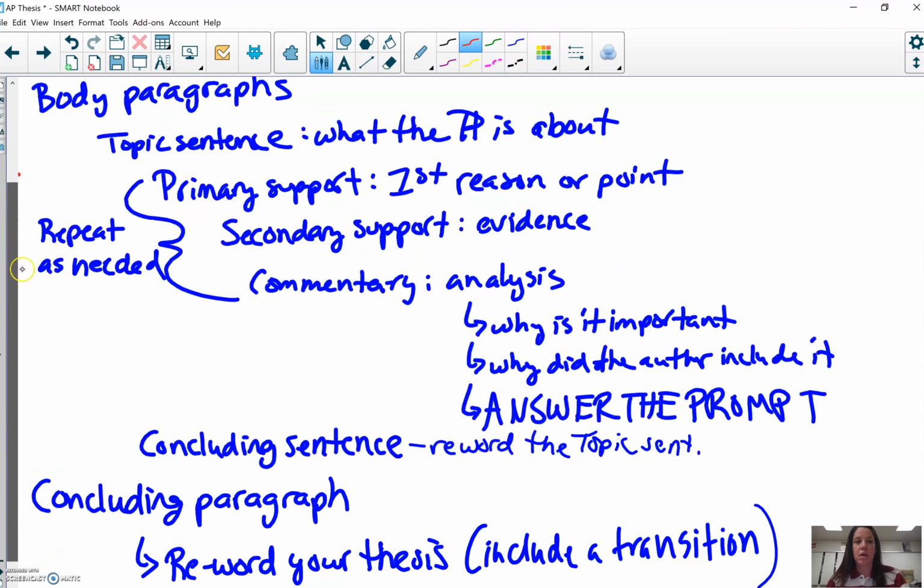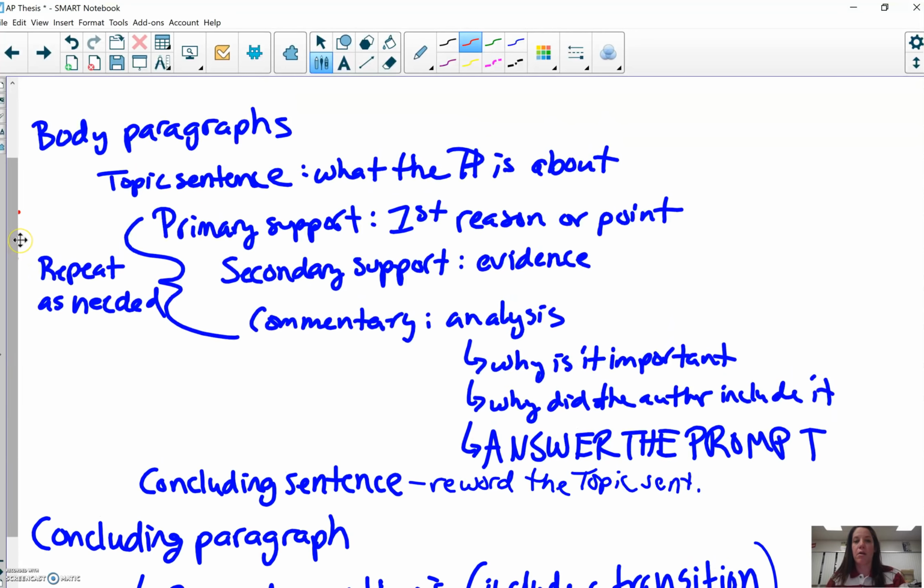So if you look here, you have body paragraphs. They have a topic sentence, so you start with a topic sentence. This tells your reader what that paragraph is about. These say primary support and secondary support. That's the same as SIR. So your primary support is your claim. Your secondary support is your evidence.